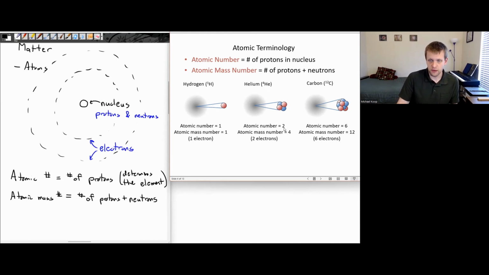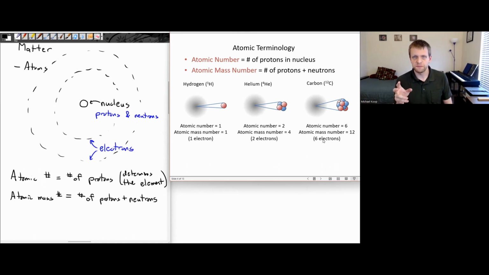Helium-4 is atomic number 2, atomic mass number 4. So if the atomic number is 2, it has 2 protons. If the mass number is 4, then the number of protons and neutrons together is 4, but we've already said it's got 2 protons, so it must also have 2 neutrons. Similarly, carbon-12, that's atomic number 6, and the atomic mass number is 12. It would have 6 protons and 6 neutrons to make up that atomic mass number 12.